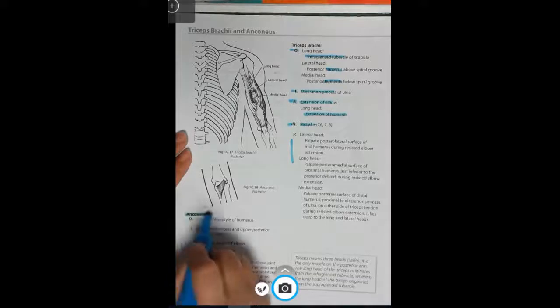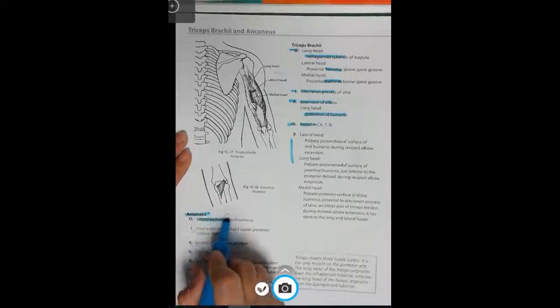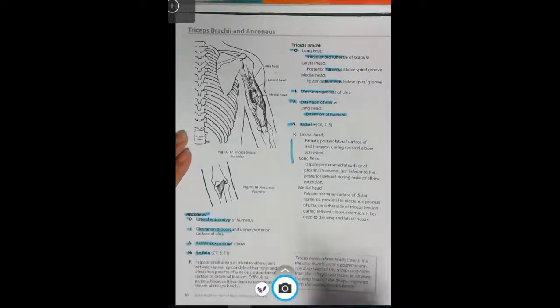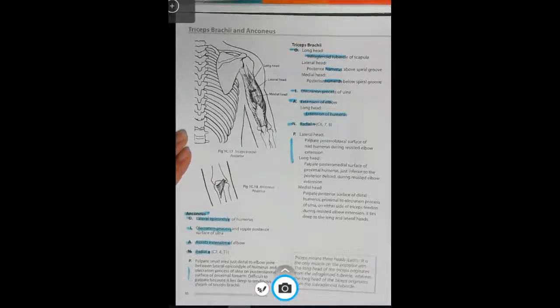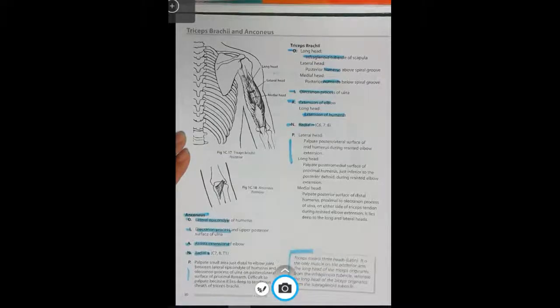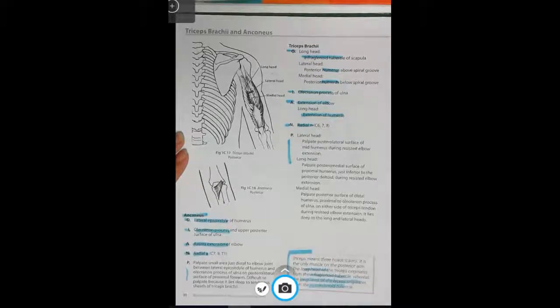Then you have your little anconeus muscle back here, lateral epicondyle, the olecranon process, and assist in extension. That's the radial nerve. Here's your little box of the triceps, meaning 3 heads. You have the long head on the infraglenoid tubercle, and the long head of the biceps originates from the supraglenoid tubercle, so one's above and one's below.